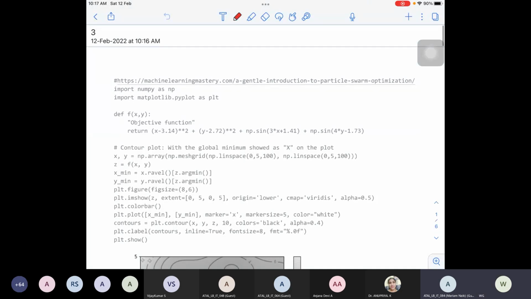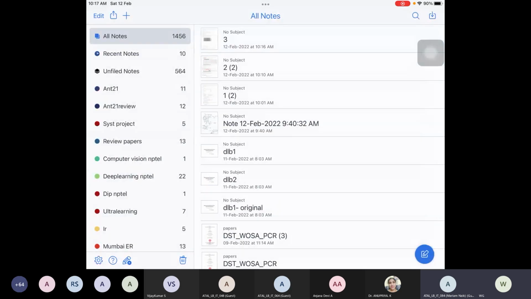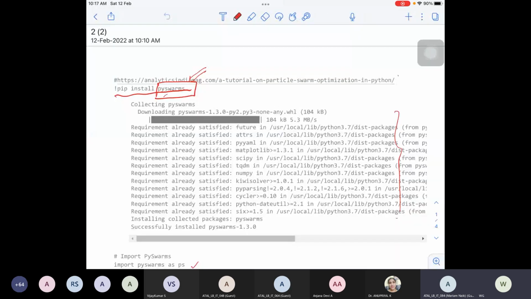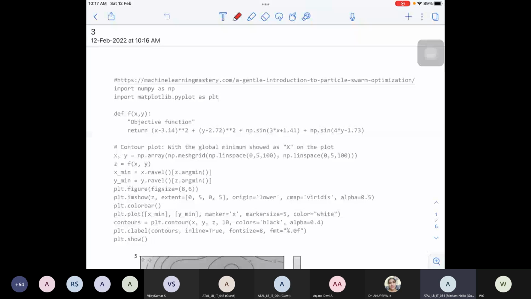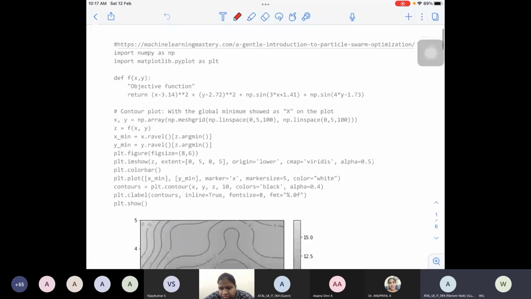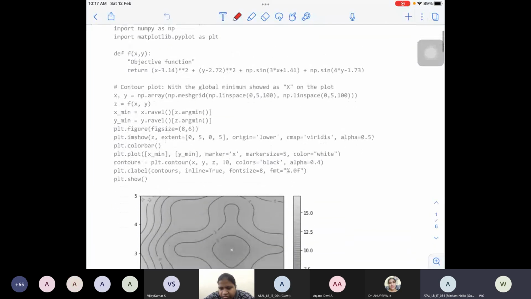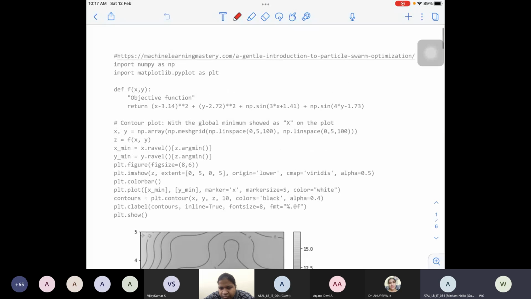Next we look at this. In all these places, the source of the program has been written over there. You can also check those sources to learn more. So this is another interesting source which I found.